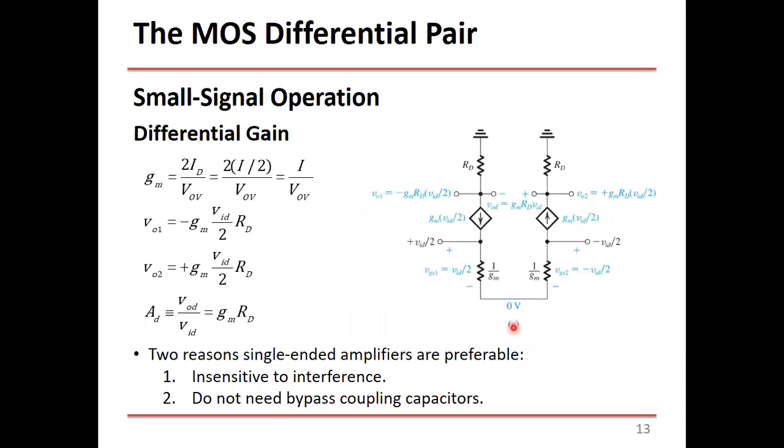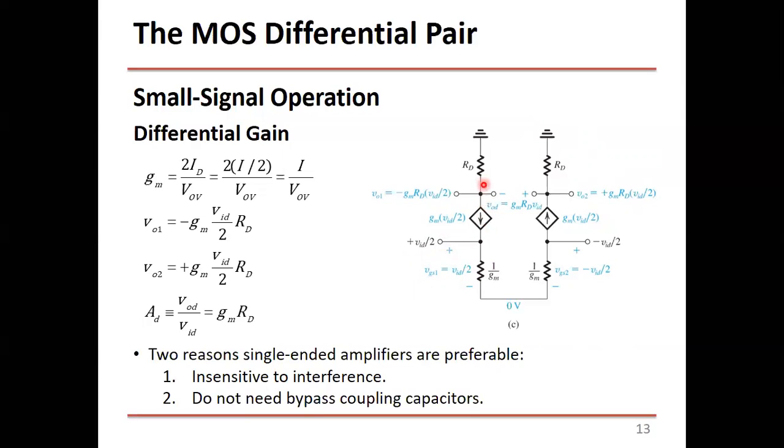So now let's analyze this. The analysis is straightforward. You have this transistor. The current here is GM times VGS, and VGS is this one here. So VGS is the same as V input, which is VID over 2. So VGS1 is VID over 2. So this current will be GM times VID over 2, because VGS is VID over 2.